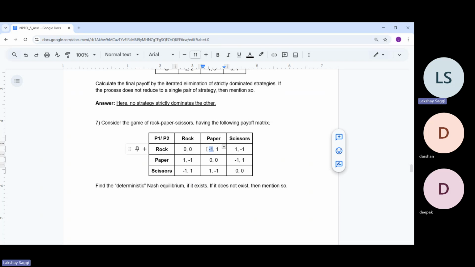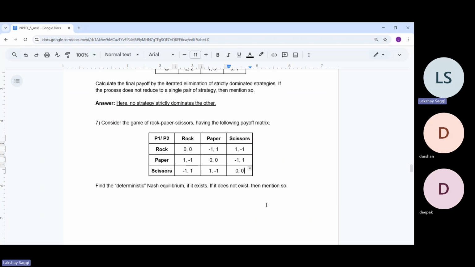Similarly, since rock beats scissors, in the rock and scissors option the row player wins, so the row player gets 1 point and the column player gets -1 point for losing. So basically, a draw gives you 0 points, a win gives you 1 point, and a loss gives you -1 point. And this is how you can model the payoff matrix for the rock, paper, scissors game.